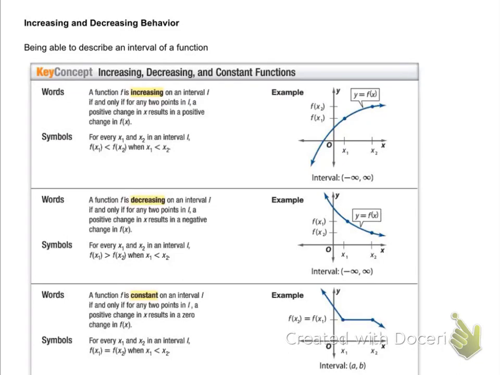So we have chapter 1.4. This is 1.4 of precalc. Today we're going to talk about a lot of different things here.